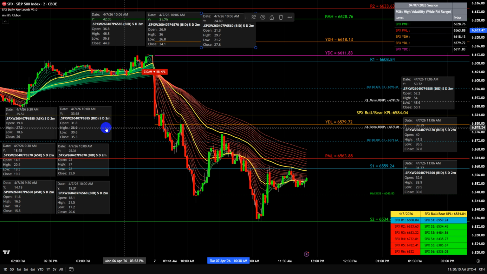The 6570, the cost is $19.20, the ask on the candle close. And finally, the 6560 is $15.50 on the ask on the candle close.